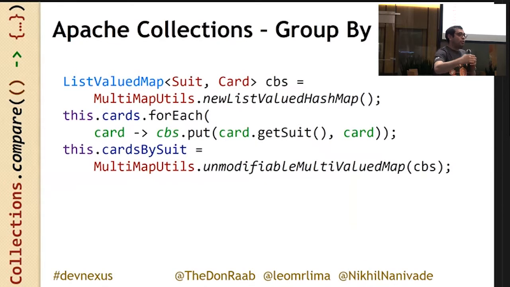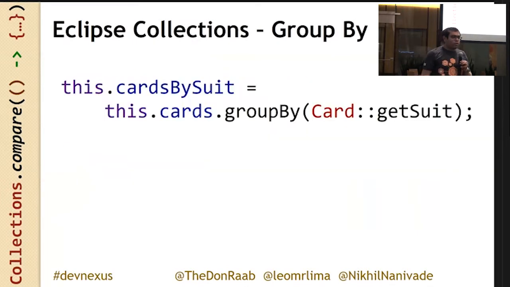However, they have their own multi-map implementations, and they give you an unmodifiable multi-value map. Again, this is just one operation out here. Essentially, it goes through your stream of cards, gets the suit, and just groups by the suit. Fairly straightforward. And then moving on to Eclipse Collections, it's one line of code. That one line of code is a group by operation, essentially equivalent to your SQL group by.